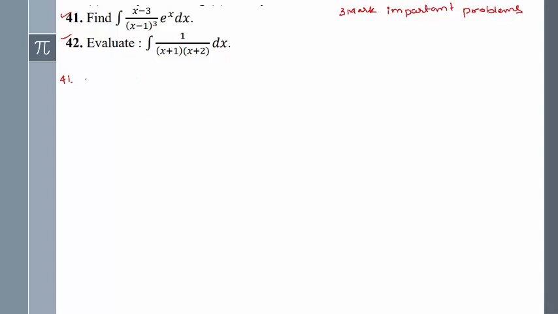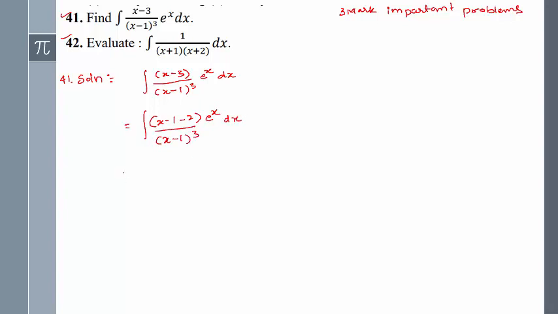You can see the solution of problem number 41, that is the integration of x minus 3 divided by x minus 1 whole cube, e power x with respect to x. Now we can see that x minus 3 can be written as x minus 1 minus 2, so e power x times x minus 1 minus 2 divided by x minus 1 whole cube with respect to x.